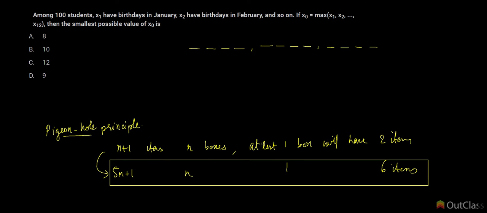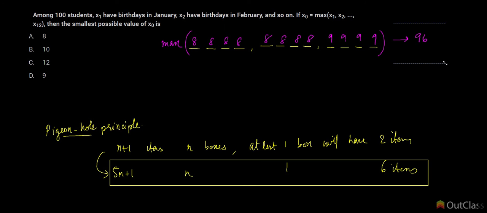Anyways, you can look at it this way. If each month is given 8 people, that will only account for 96 people. We have 100 people. So at least you have to remove 4 of these 8s and throw 9s there. That is the way to minimize the maximum.